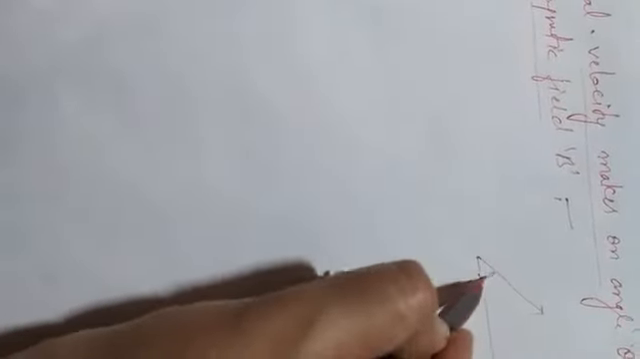Let B be acting in this direction, and the velocity V makes some angle theta with it. This V acts in this direction, then the perpendicular component, V perpendicular, acts in this direction, and there will be V parallel along the B direction. Now the path taken by this charged particle will be a helical path.